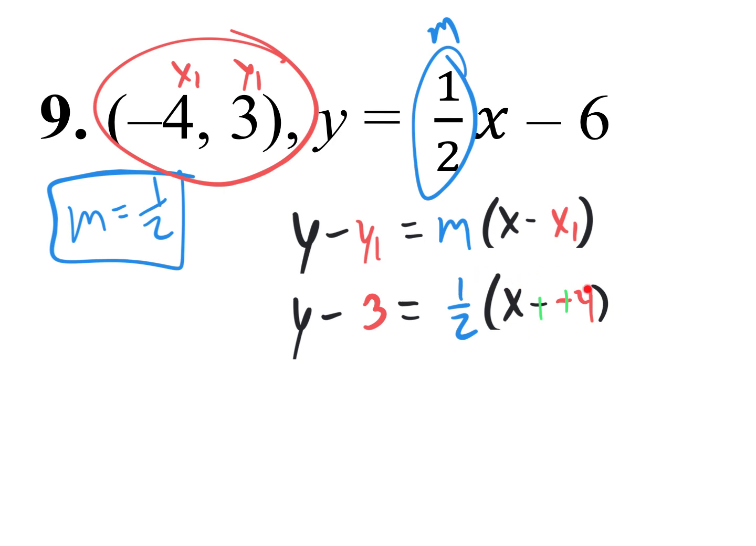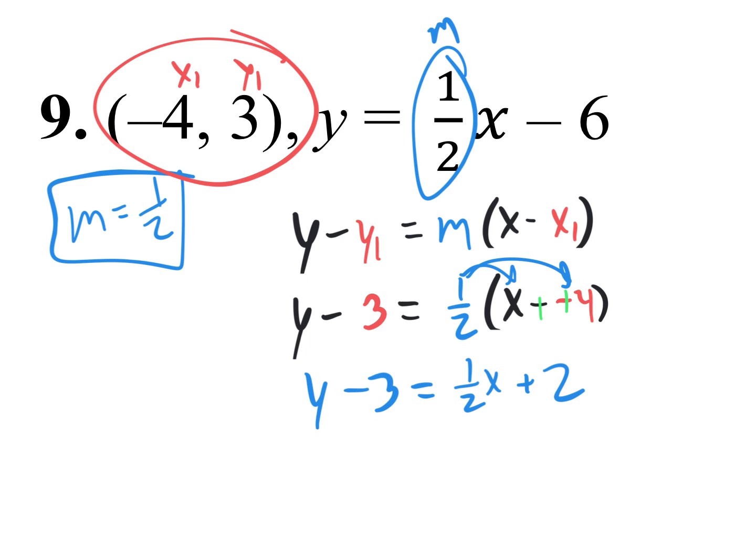How? By distributing 1/2. Now, if it were a crazy fraction, like let's say 5/7, I'd get rid of the denominator by multiplying everything by the denominator. But 1/2, everybody could probably do 1/2 of x, right? 1/2 times x is exactly 1/2 x. 1/2 of +4 is +2. Really simple to distribute 1/2. Bring down the y minus 3.